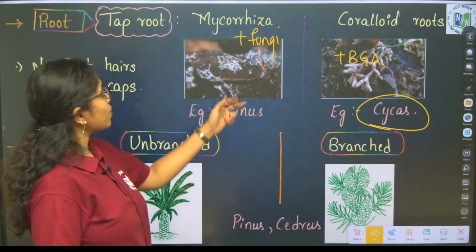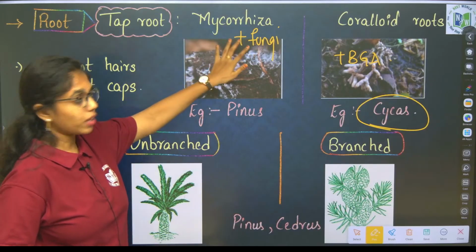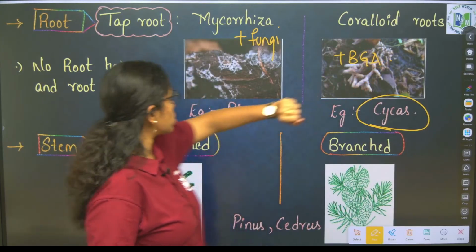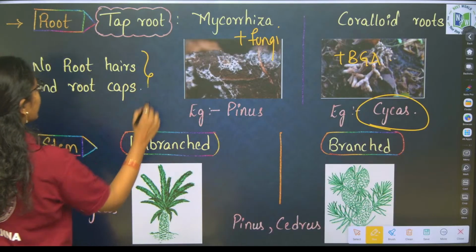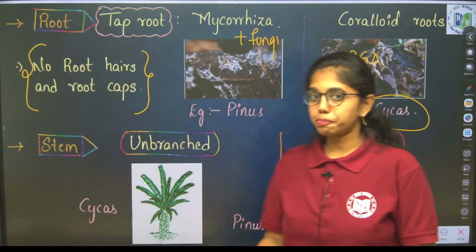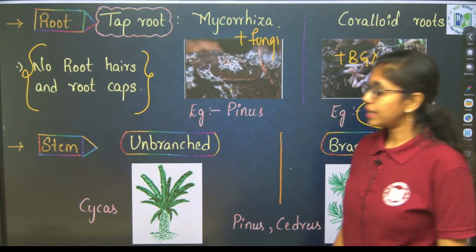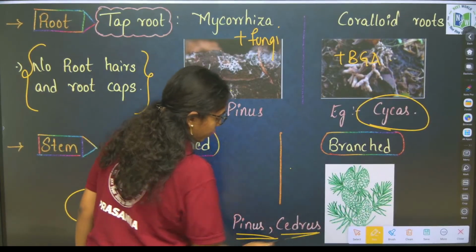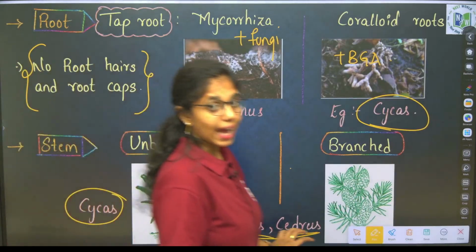Remember these two examples, ma? In Pinus gymnosperm, this is having fungal association, that is mycorrhiza. Cycas is having blue-green algae, which are coralloid roots. Both the root systems will not have root hairs or root caps. So there is an absence of root hairs and root caps. Next, stem: unbranched stem is seen in Cycas, branched stem is seen in Pinus and Cedrus.